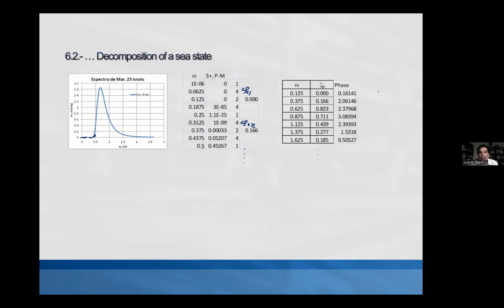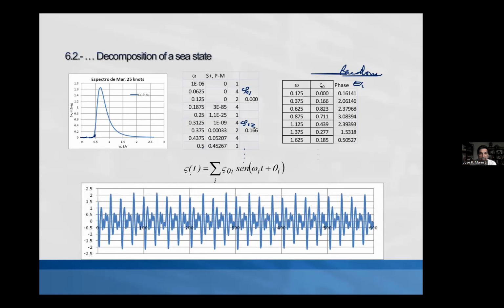Again, what I do is generate a phase shift. This is an angle. I generate it in a random way. This is easy to do using Excel. After that, I can just combine. For each one of them, I have the amplitude, which is this number here, the frequency, and this phase shift, which is a random number. And this is the result, for example.